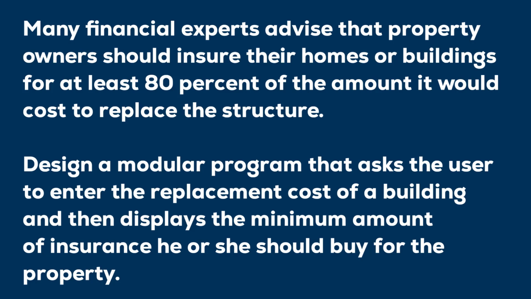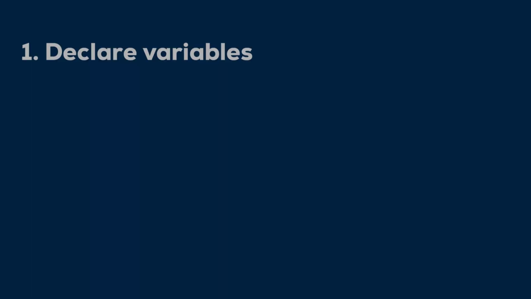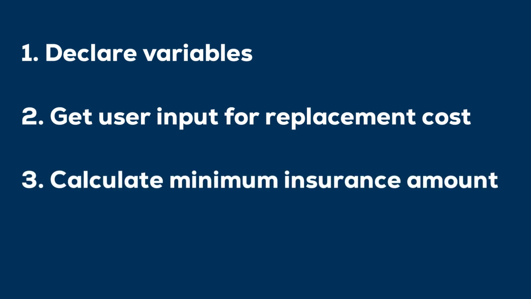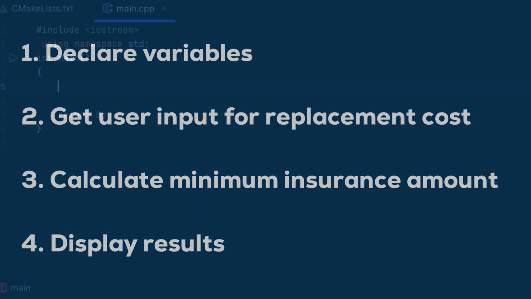Okay. So we are going to follow 4 steps to be able to solve this question. Our first step is that we will create our variables, and we will also be creating a constant variable for the insurance percentage, which is 80%. Our next step is that we will prompt the user to enter the replacement cost of the building. After the user's input, we will then calculate the minimum insurance amount, which is 80% of the replacement cost. And then our last step, which is our fourth step, is that we will display our results. So let's start writing our code.